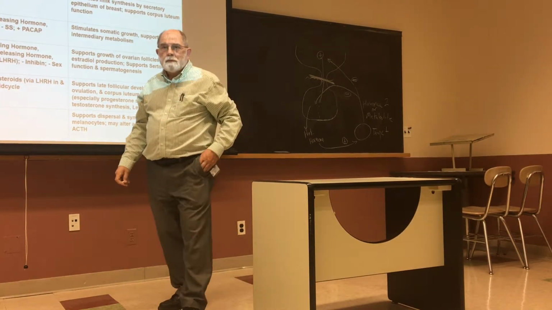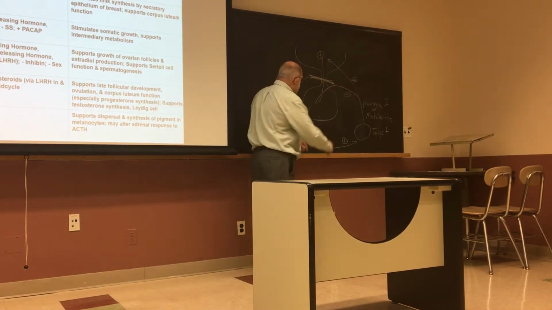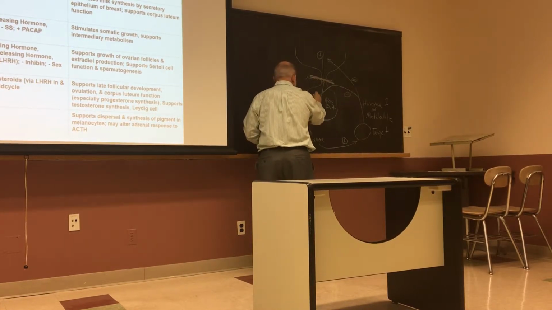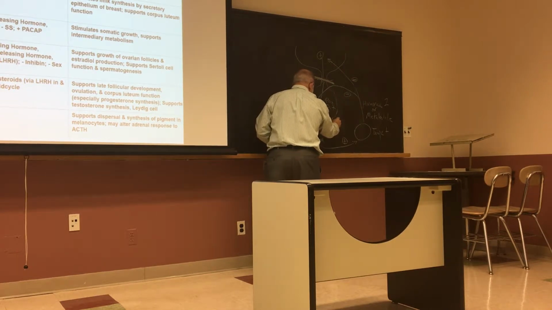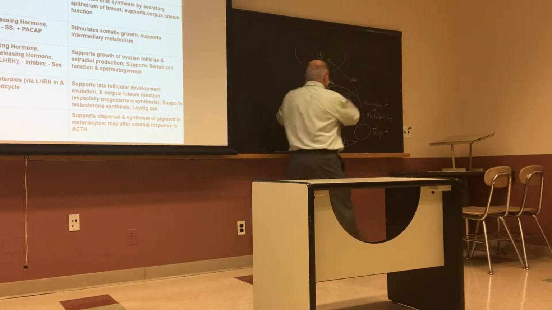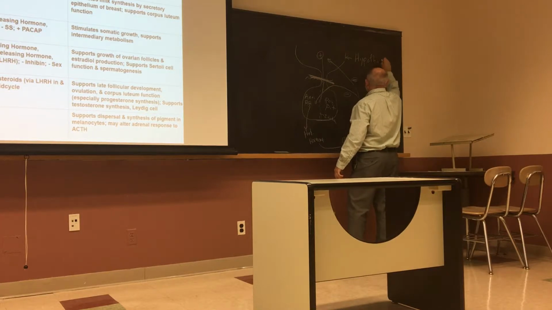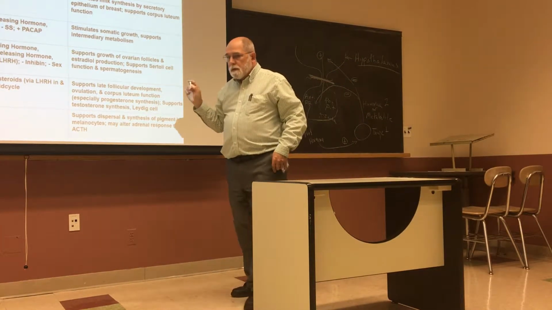These are the two lobes of the pituitary. These are the posterior pituitary, and this is the anterior pituitary. And if you have an intermediate lobe, it would be here. What's this thing up here? Hypothalamus. That's the source of those signals.